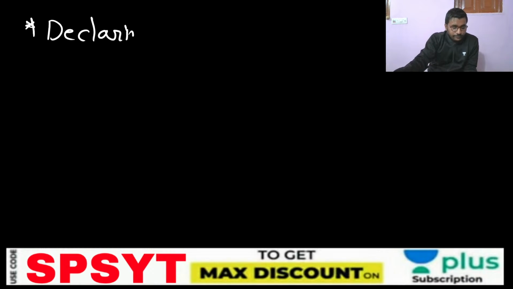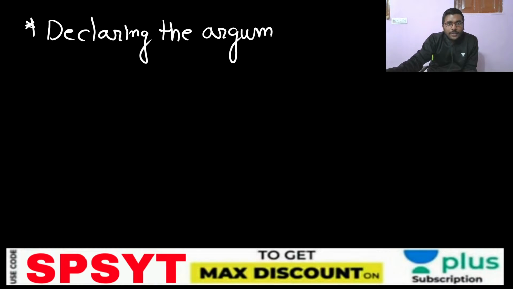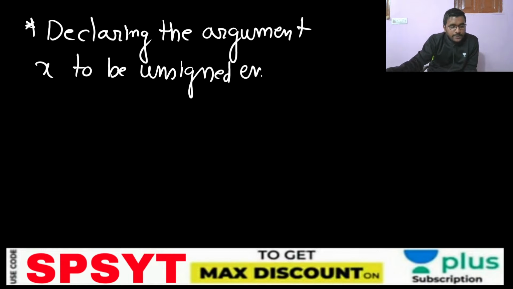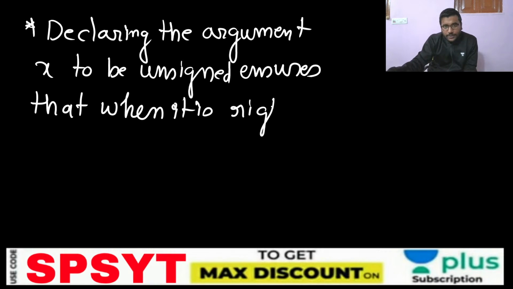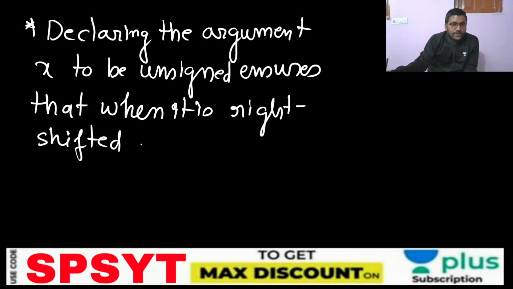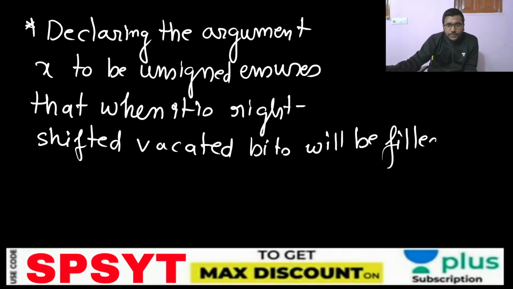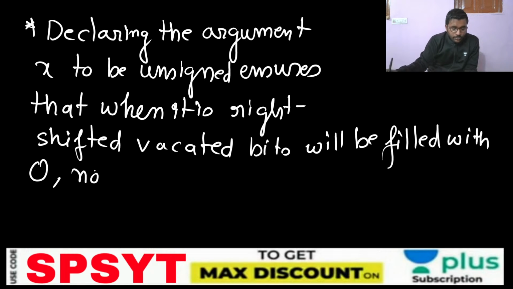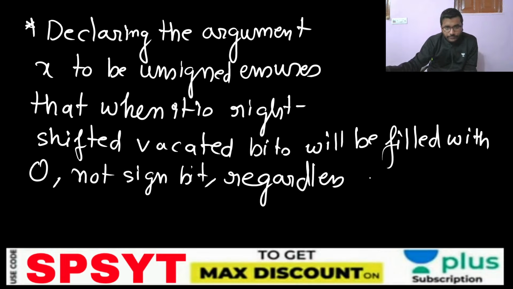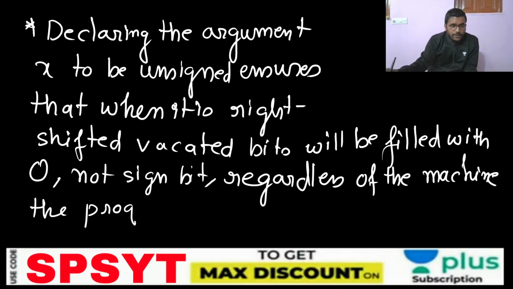Declaring the argument x to be unsigned ensures that when it is right shifted, the vacated bits will be filled with 0, not the sign bit, regardless of the machine, the program. Okay, understood?